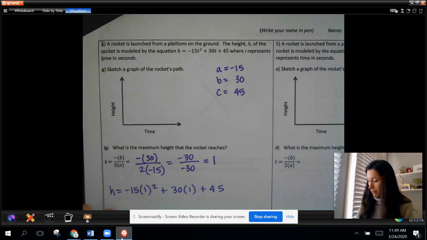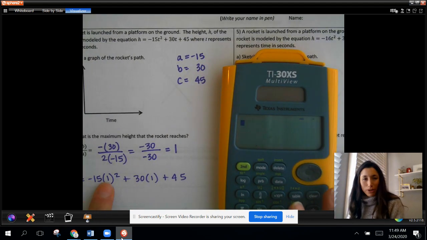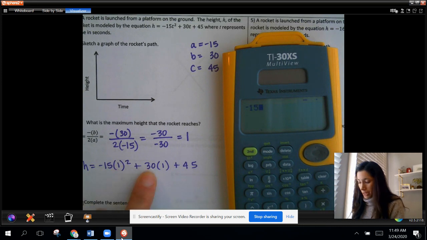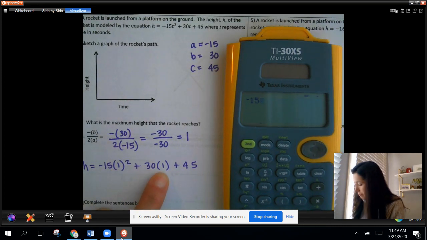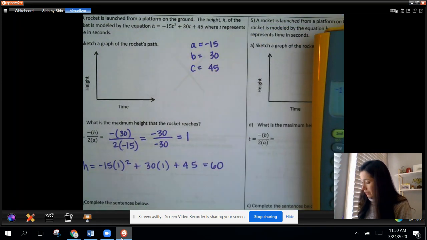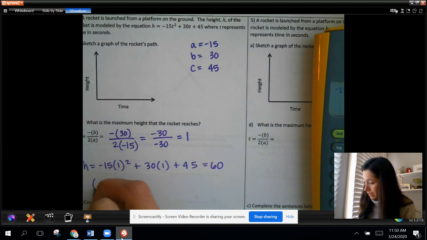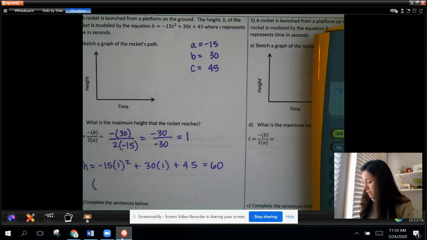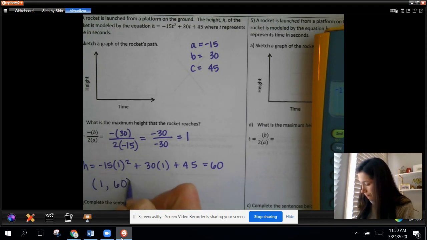We'll just do this simplified in our calculator. We know 1 squared is just 1, so this is going to be negative 15. 30 times 1 is just 30. So plus 30 plus 45, and this is going to simplify to 60. So our height is 60. And I don't think we said this, but it should be height in feet. So let's say at 1 second, our height was 60 feet.